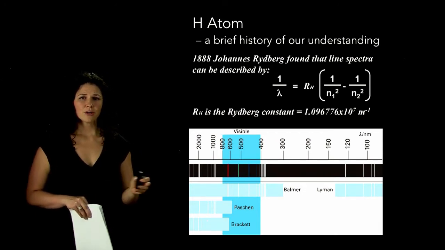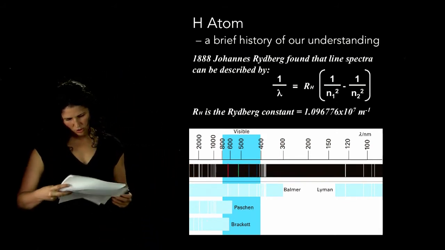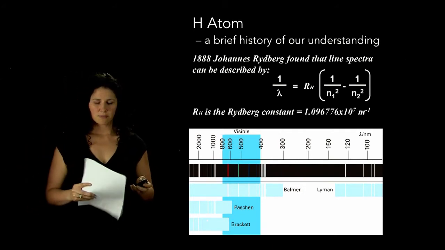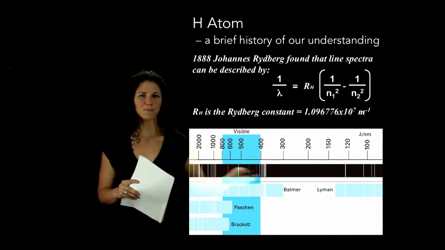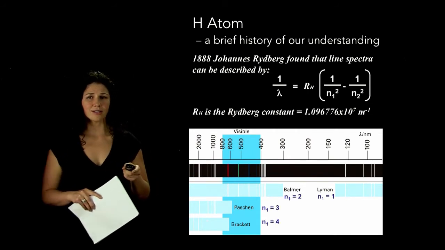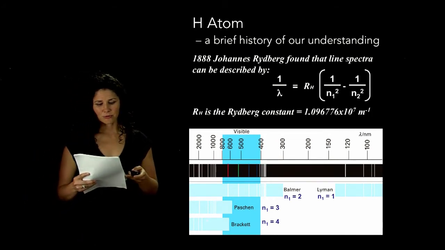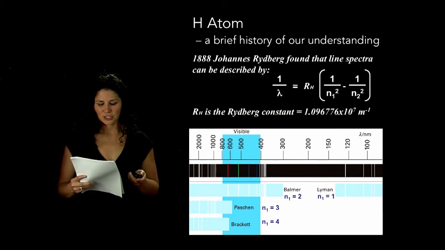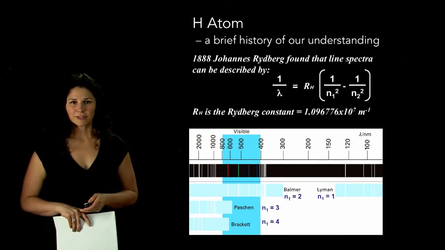And so there are regions of these line spectra throughout the spectrum. And so we have a region in the UV spectrum, and the UV spectrum is down to the very far left here. So that's your Lyman series, and that's where n1 is equal to 1. Your Balmer series is in the visible region, and that's where n1 equals 2. Your Paschen series and your Brackett series, where n is equal to 3 and 4, are in the infrared region.